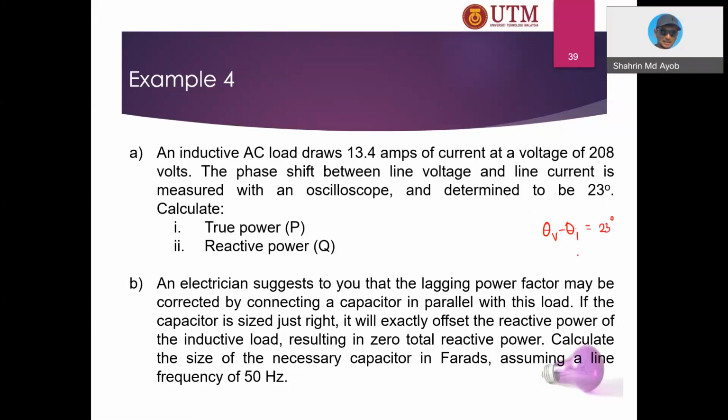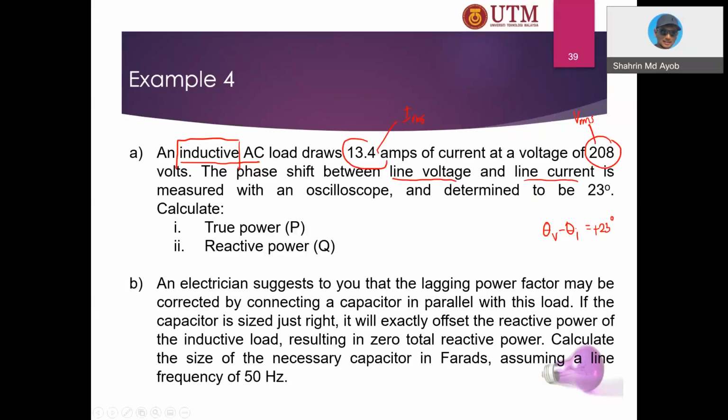Why theta V minus theta I? Because this gives information that this is an inductive load. So meaning that the current is actually lagging the voltage. That's why you have a positive 23 degrees. And since it's shown here as a line voltage and line current, it is actually a power system grid. Meaning that this 13.4 amps is actually I RMS. We assume it is RMS, and this 208 volts is also V RMS.